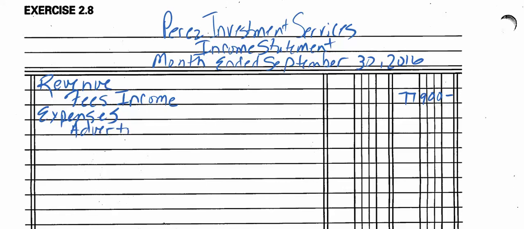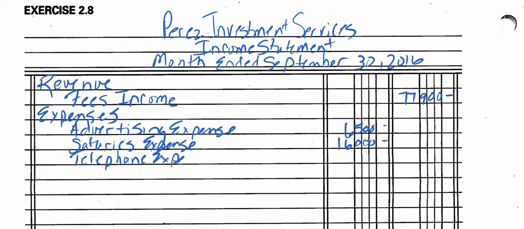So advertising expense, and that number is 6,500. Next we have salaries expense. And that is 16,000. And last we have telephone expense. And that is $800.